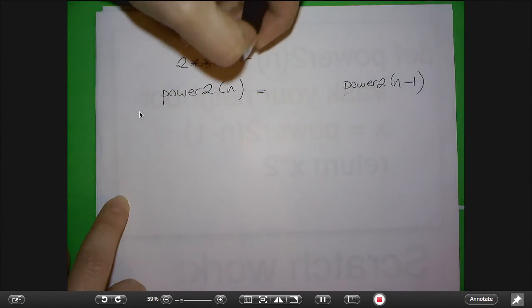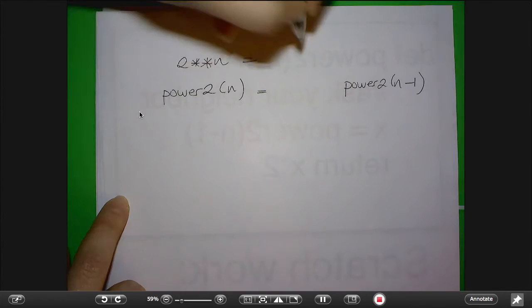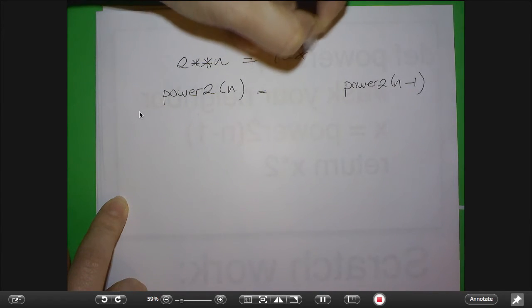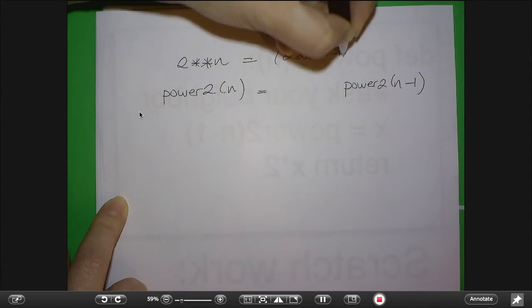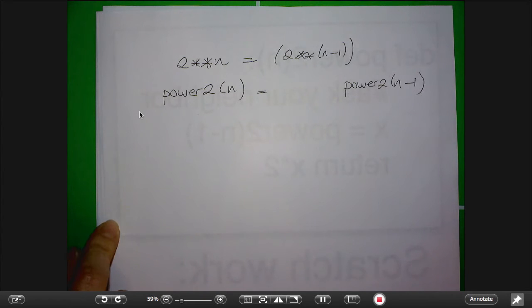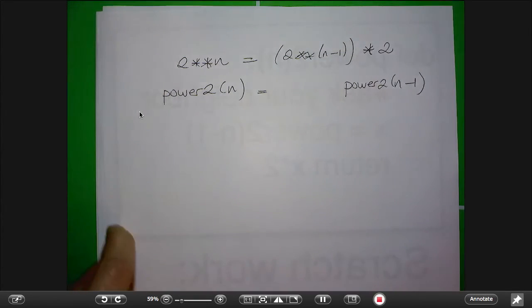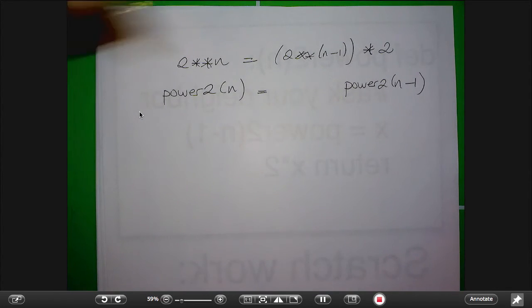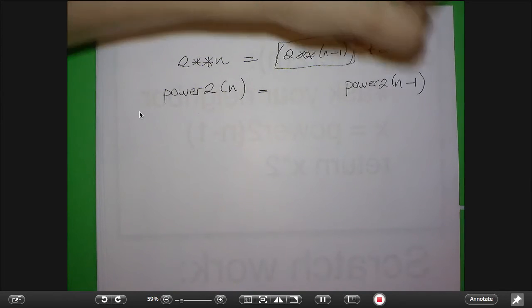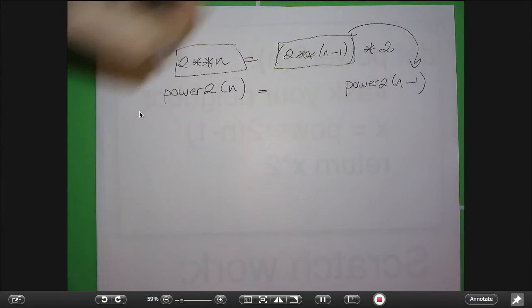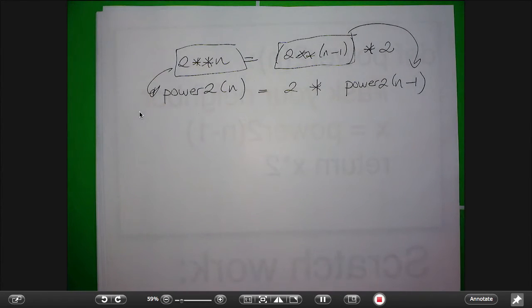So if I were to say 2 to the power of n is 2 to the power of n minus 1, and then times 2, right? It looks easy, but it gets complicated. Okay? So this is power of n minus 1. This is power of 2. So I can compute this.